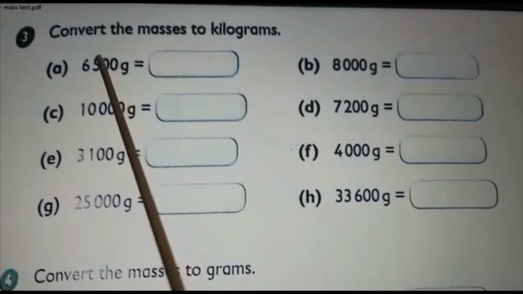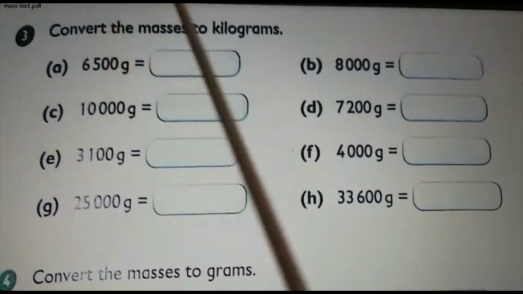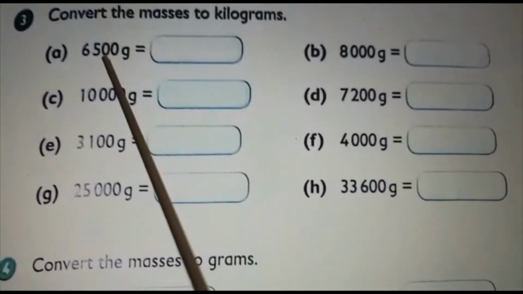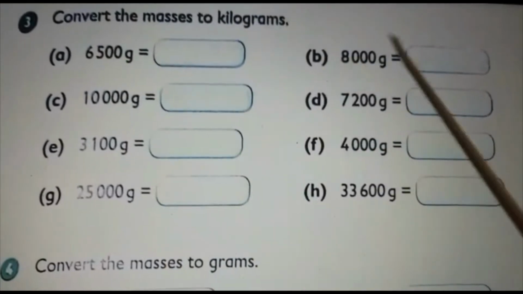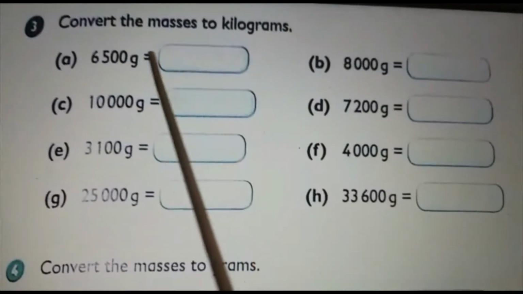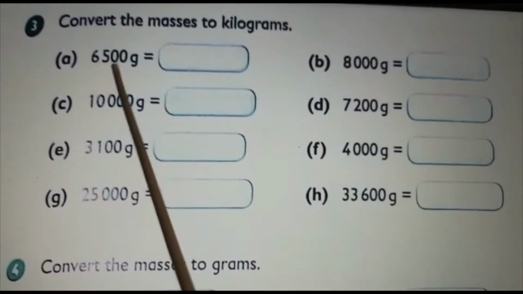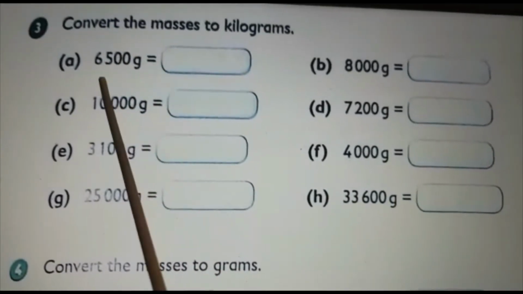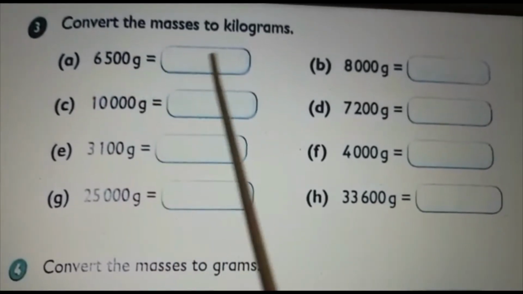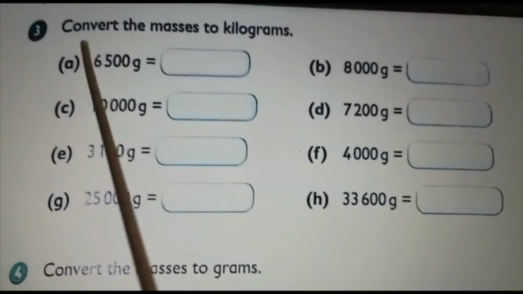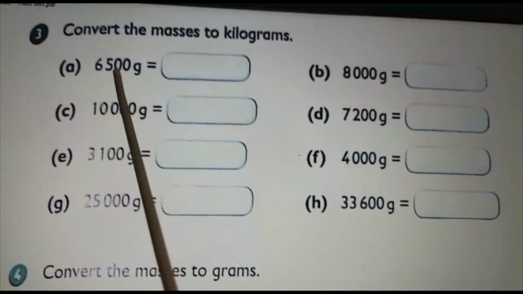65 by 10 means we will move the point 1 place left. When we divide, we will always move left. When we multiply, we will always move right. I am saying about the decimals. So it becomes 6.5 kilogram. 6500 gram means 6.5 kilogram. Or you can just say 6500 divided by 1000.